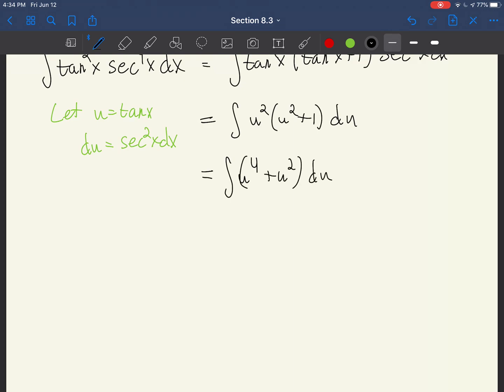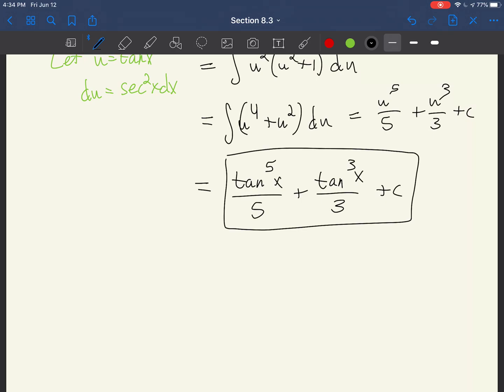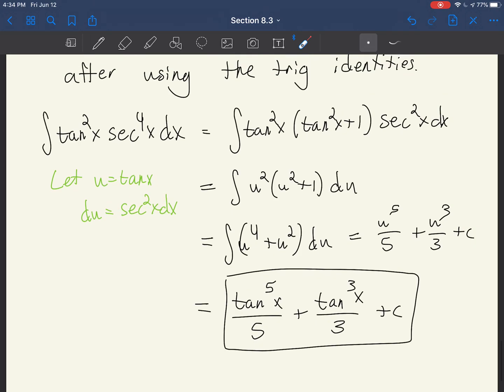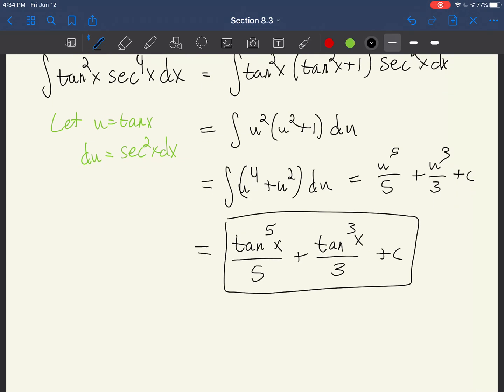That's the integral of u to the 4th plus u squared du, which is u to the 5th over 5 plus u cubed over 3 plus c, which is tangent to the 5th x over 5 plus tangent cubed x over 3 plus c. So similar method as to sine and cosine. We just have a different target because the derivative of what we're going to want our u to be, so tangent, is different.